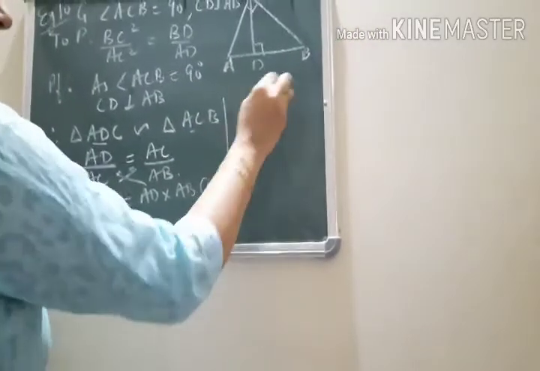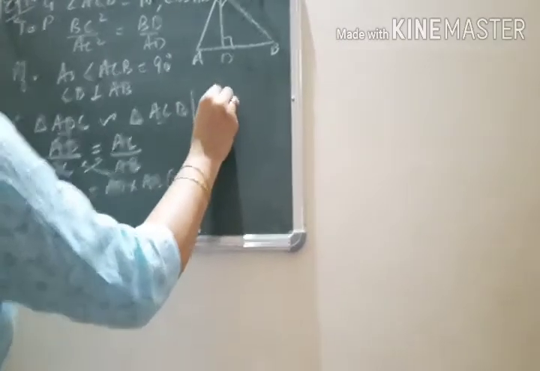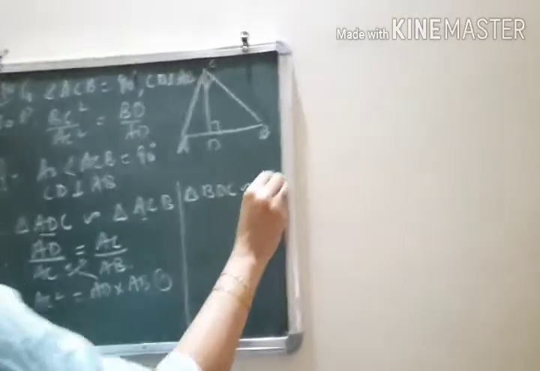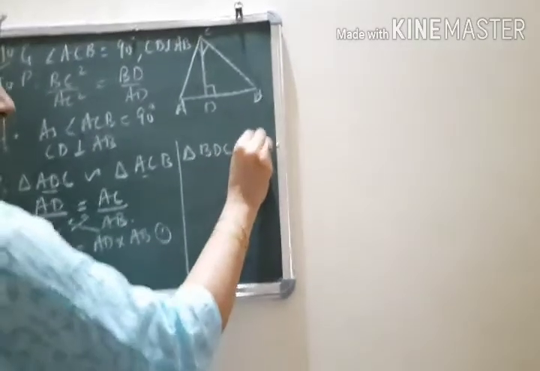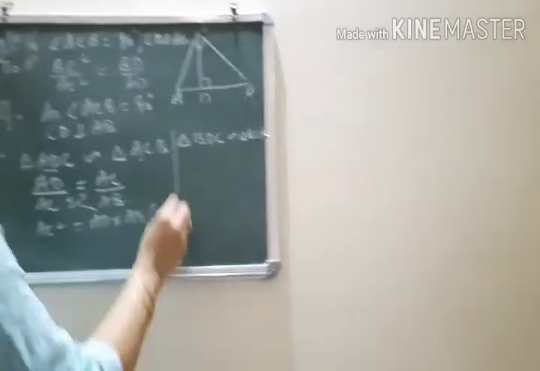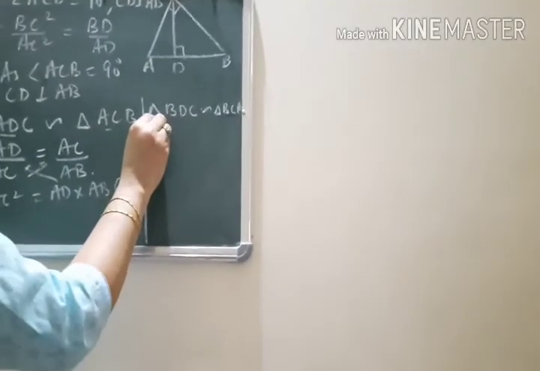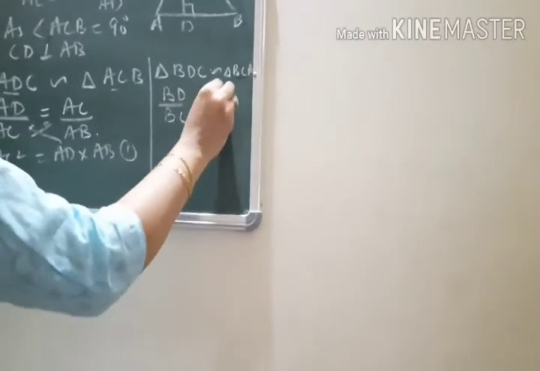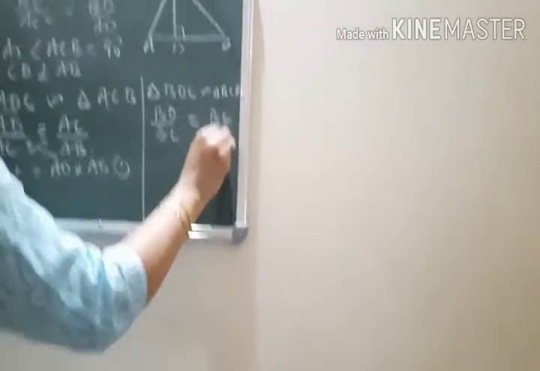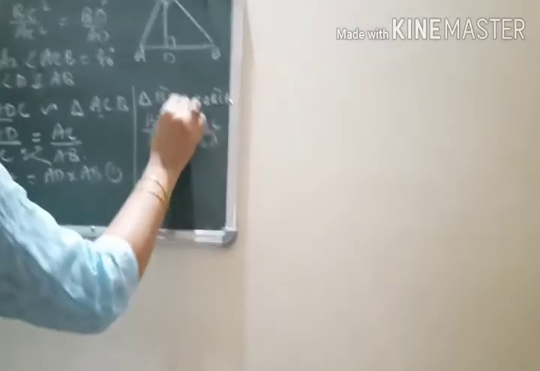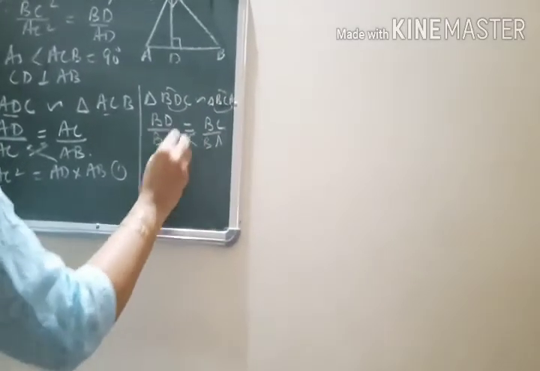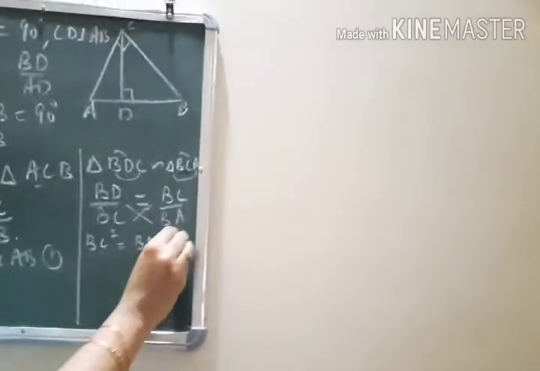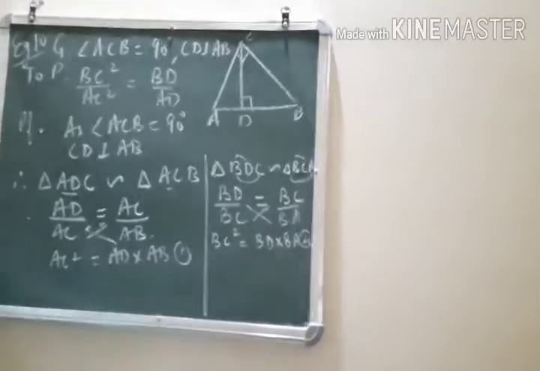Similarly, we can write another one. Triangle BDC is similar to triangle BCA. So here also we can write BD upon BC is equal to BC upon BA. Cross multiply. So BC square is equal to BD into BA. This is the second case or second equation.